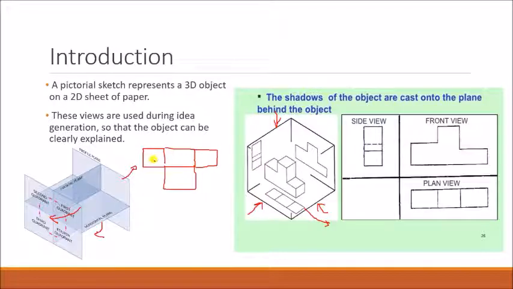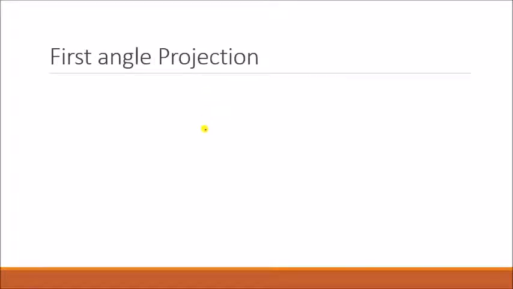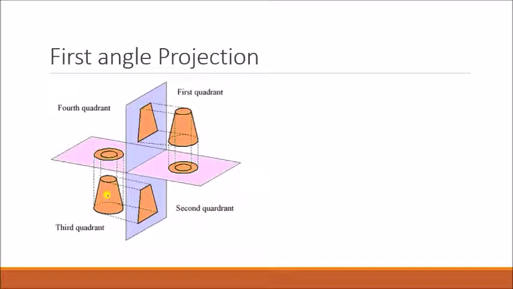So right view is drawn on the left plane, left view is drawn on the right plane, and top view is drawn here. Clear? So this is how the conversion of pictorial, that is 3D object or representation of 3D sketch, into 2D views. So we'll see what is first angle projection. Okay, what do you mean by first angle and third angle?